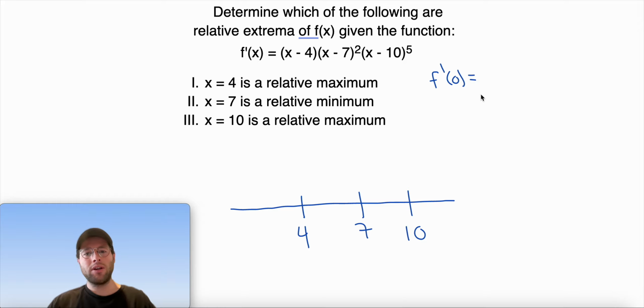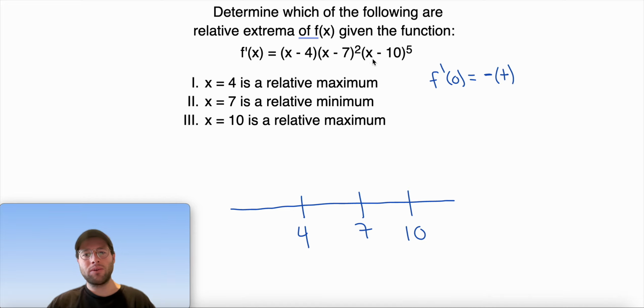So let's plug in the first one, 0. So we have 0 minus 4, which is going to be negative. And so I'm just going to write a negative sign here. And then we have 0 minus 7, which is also negative. But we've got to keep in mind that we're squaring that. And when we square that, that's going to become positive.